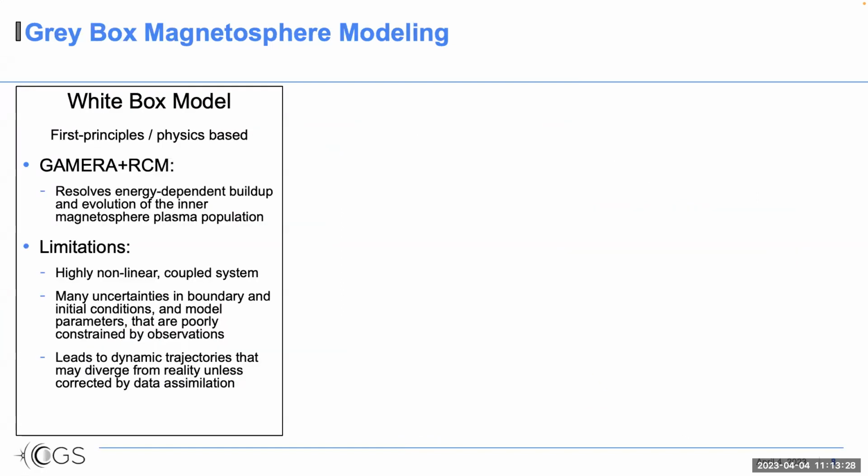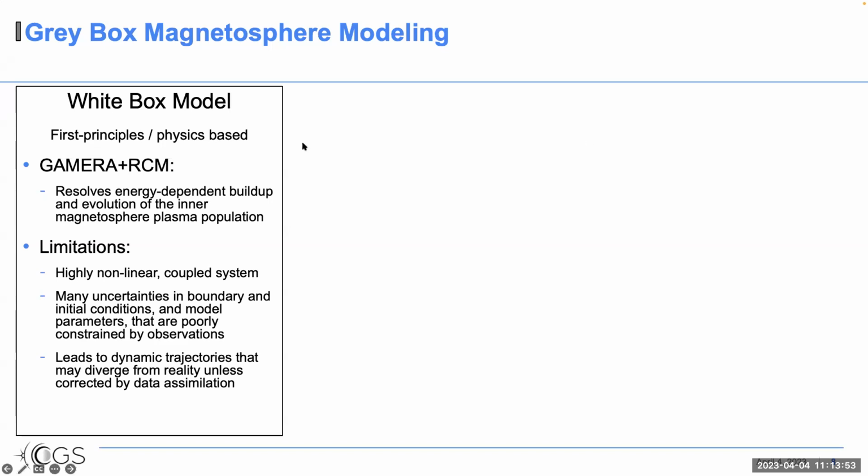Okay, so let's talk about how we're going to combine these two. The white box modeling side is fully first principles and physics based, but that of course comes with some limitations. It is a highly nonlinear and coupled system, which means it can be quite hard to balance. If something goes wrong, that can get propagated forward quite easily.